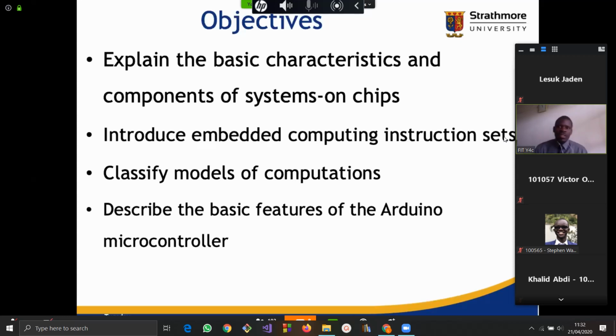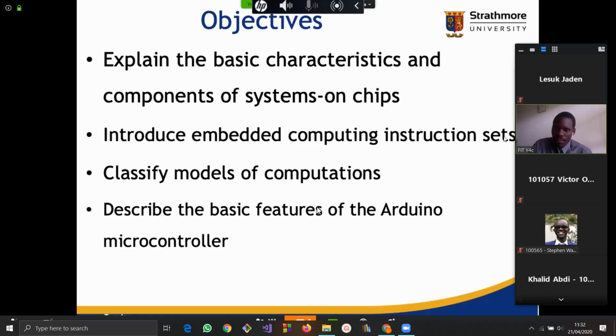For today's class, we'll cover the first three. The basic characteristics and components of system on chips, SoC. Then we'll introduce instruction sets, for you to understand how microprocessors work. And then we'll also cover models of computation. They are broad and require a little bit of thinking for you to understand. We'll cover the first three, then the last one on Thursday.